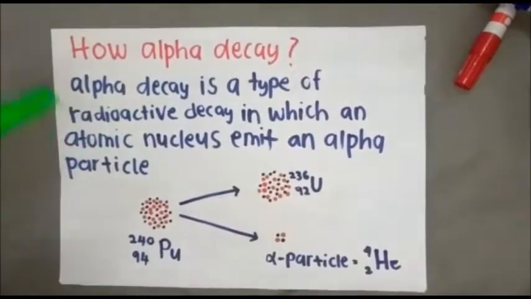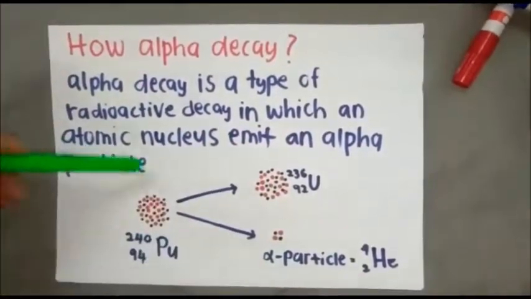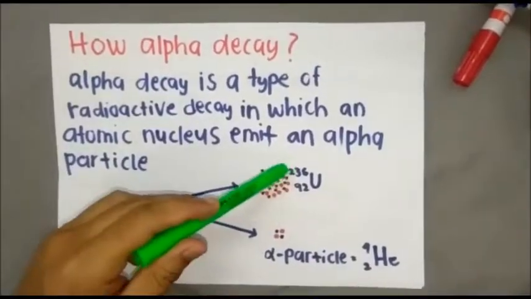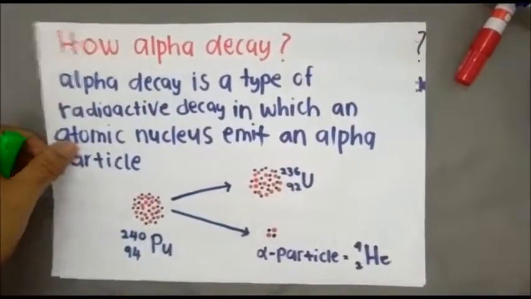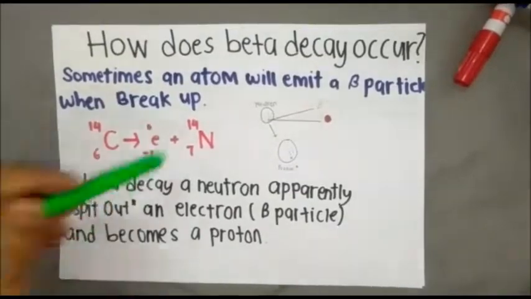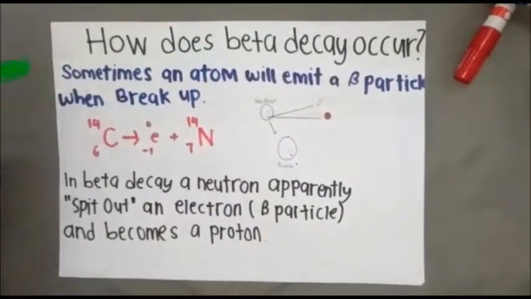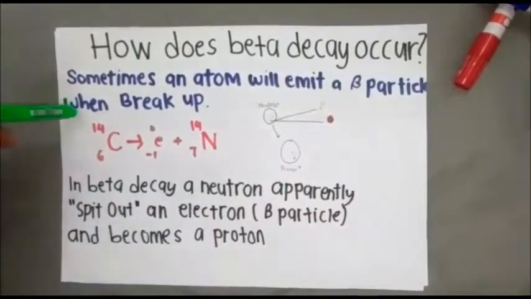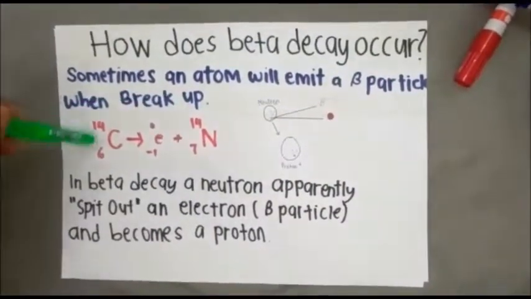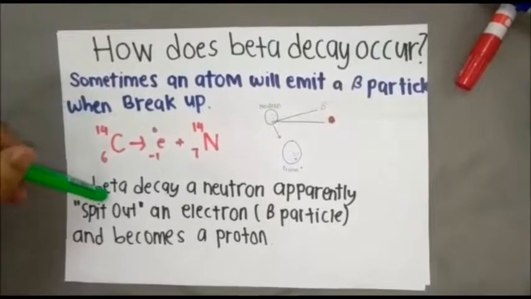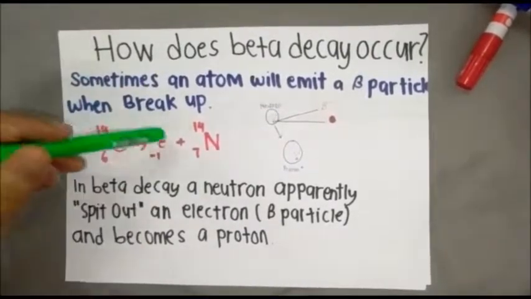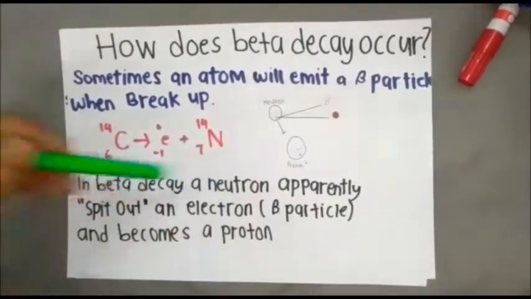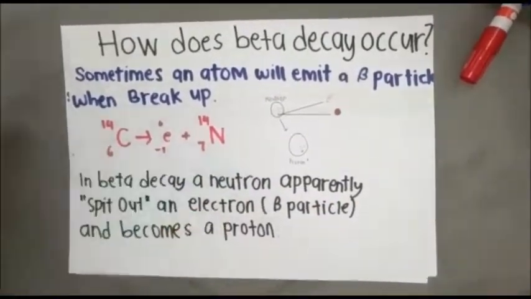For decay, alpha decay is a type of radioactive decay in which an atomic nucleus emits an alpha particle. This is an example of alpha decay. When plutonium decays, it will release uranium and an alpha particle. How does beta decay occur? Sometimes an atom will emit a beta particle when it breaks up. In beta decay, a neutron apparently spits out an electron, the beta particle, and becomes a proton.